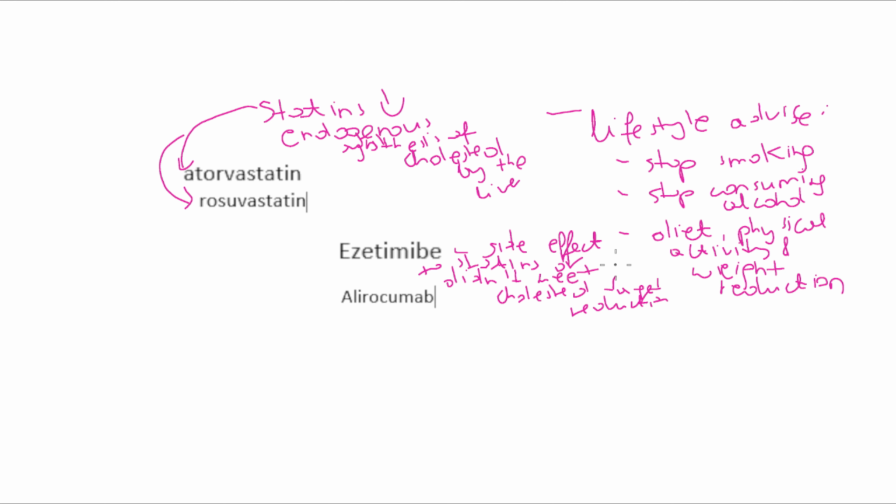The alternative to it is alirocumab, which is a monoclonal antibody against PCSK9. It is also a very effective medication, but the disadvantage of alirocumab is its price, because it is expensive, and it's given by injection every 2 weeks. So it is a bit inconvenient for a patient.